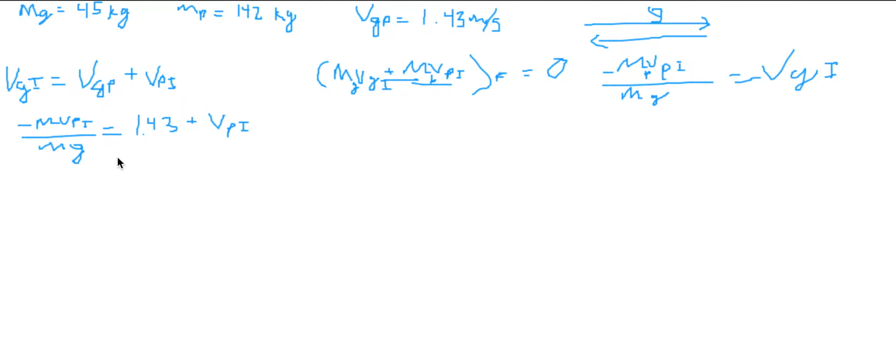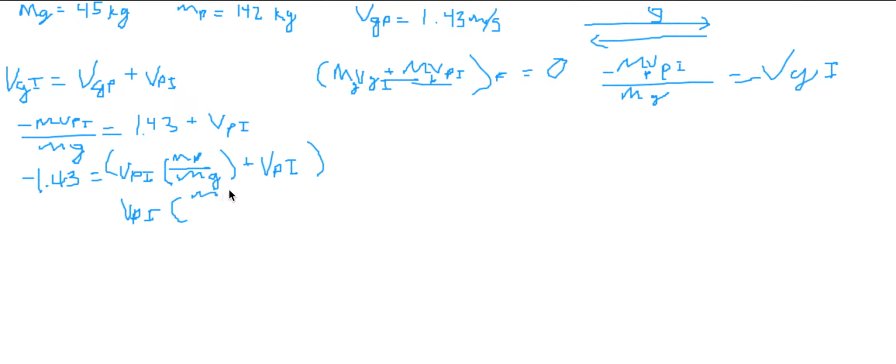Now we're just going to do some algebra. We're going to add this over. I'm going to get the velocity of the plank relative to the ice plus this equals 1.43, and subtract 1.43 over. Factor out the velocity of the plank to the ice here. So we get the velocity of the plank to the ice times the mass of the plank divided by the mass of the girl, plus the velocity of the plank to the ice. And now we can factor out VPI from this whole side. We get the velocity of the plank to the ice times MP over MG plus 1 is equal to negative 1.43.